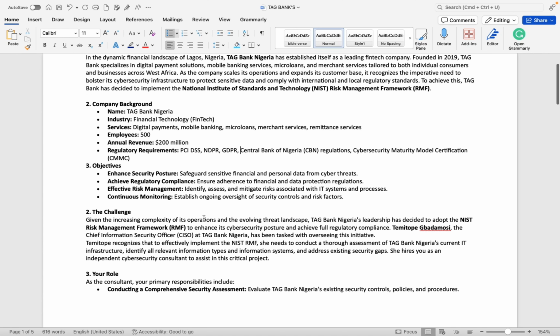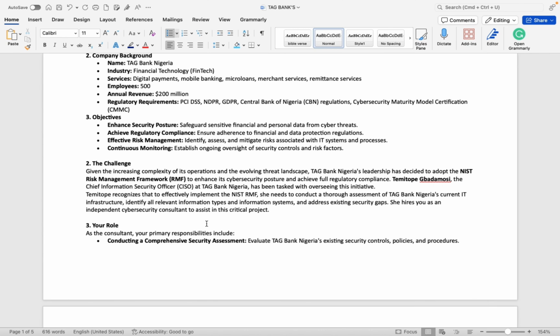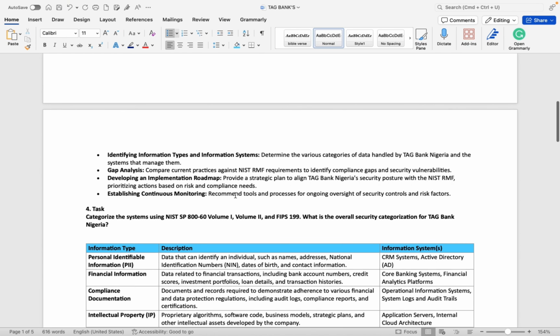Now let's look at the challenge. TAG Bank's leadership has decided to adopt the NIST Risk Management Framework to enhance the cybersecurity posture and achieve full regulatory compliance. Temitope Gbadamosi, the Chief Information Security Officer, has been tasked to oversee this initiative. And these are our roles.